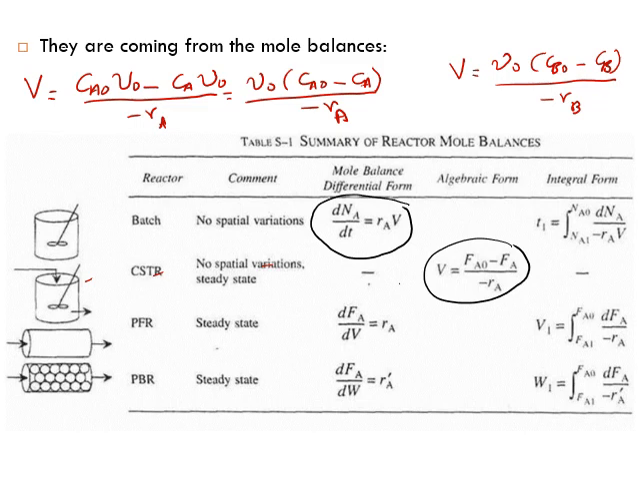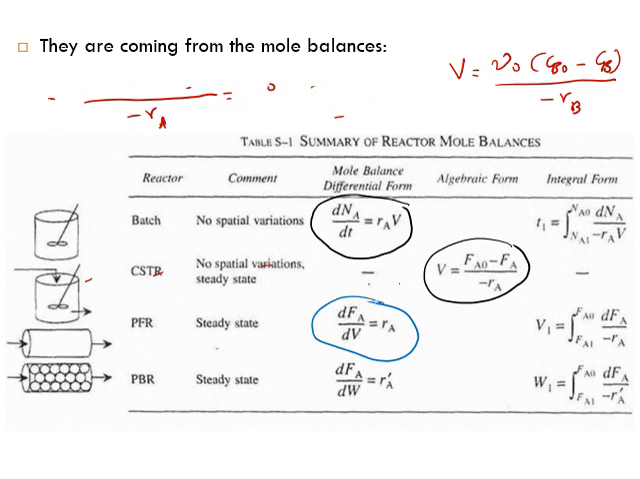What about the plug flow reactor? Okay, let's take the plug flow reactor. So here we go. This is a plug flow reactor. Let's see how we can write an equation for it. For a plug flow reactor, we write dFa/dV equals Ra. And you know that Fa is Ca times epsilon. Okay, let me correct that. And it equals Ra.